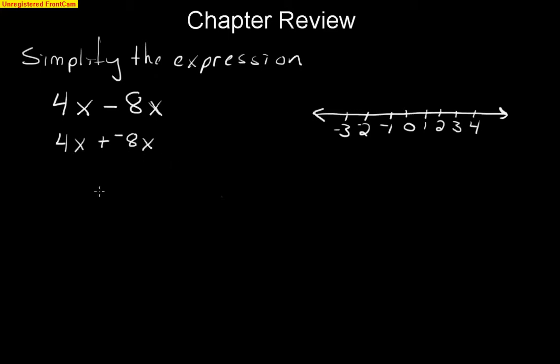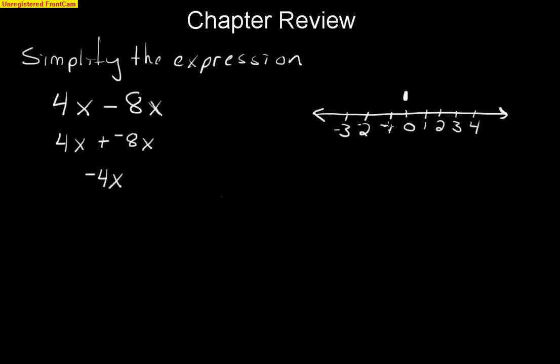Okay, so now when I combine those two, see, we're simplifying it. We have a negative 4x because we had a positive 4x over here and a negative 8x on the right. So when you combine those, you have a negative 4x. Now if you're having trouble visualizing that, let's go over to the number line.